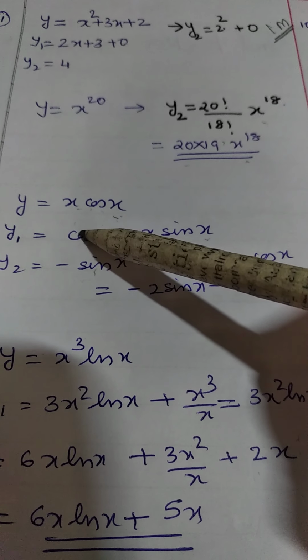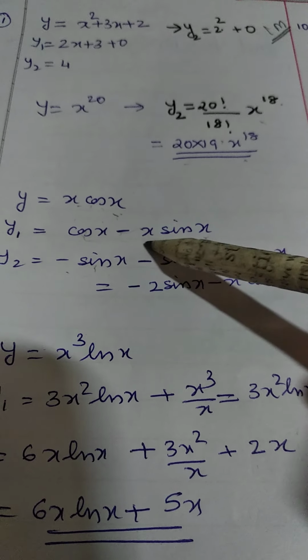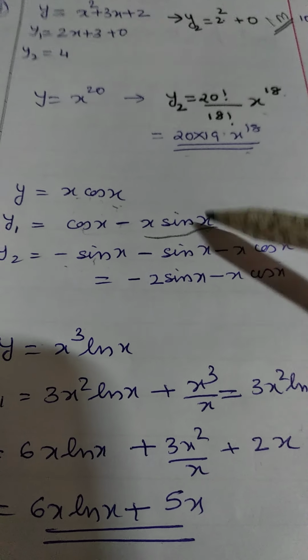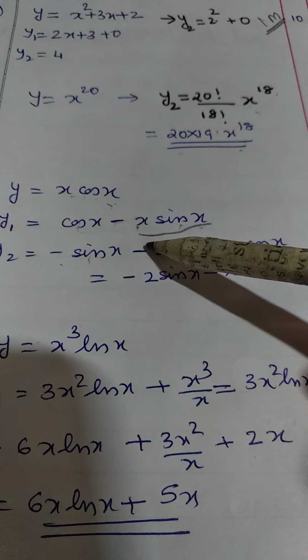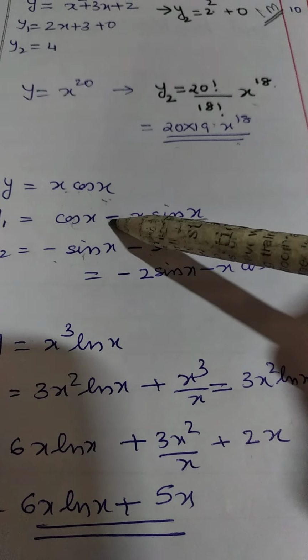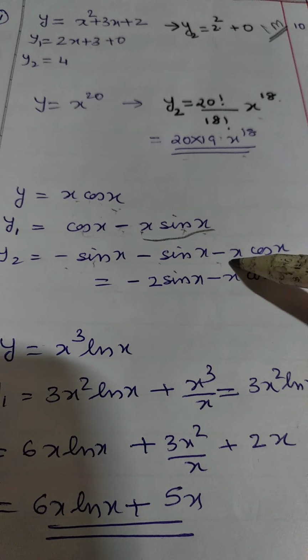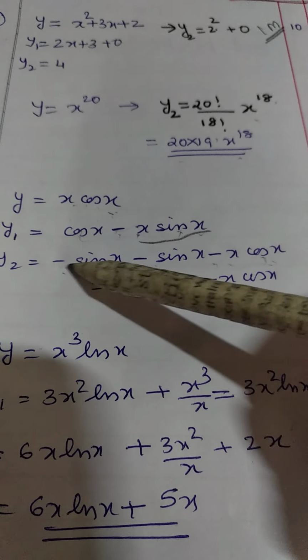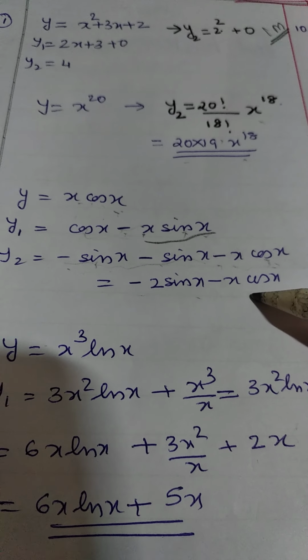So here cos x derivative is minus sin x. Now this is minus of x sin x. So the product rule. First I have differentiated x, keeping sin x constant, so derivative comes out to be 1. This minus sign is carried over here, and derivative of sin x is cos x, so it's x cos x. So this can be further simplified, giving us minus 2 sin x minus x cos x.